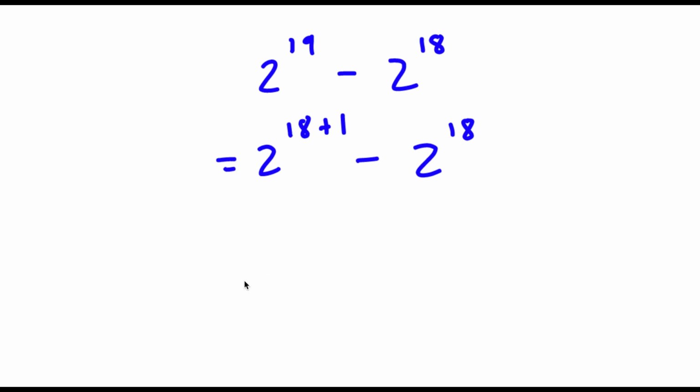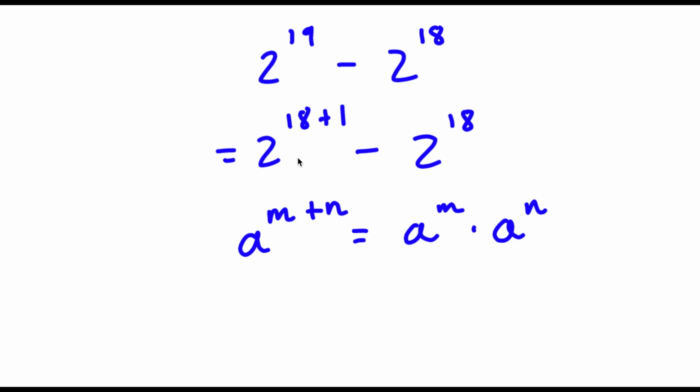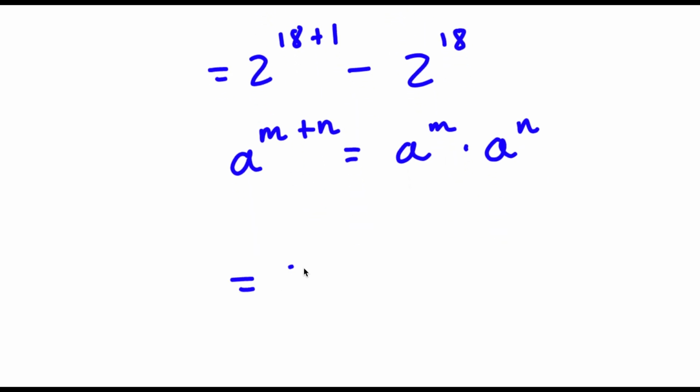Now, if I have something in the form a to the power of m plus n, this is the same thing as a to the power of m times a to the power of n. So in this case, 2 to the power of 18 plus 1 is going to equal 2 to the power of 18 times 2 to the power of 1 minus 2 to the power of 18.